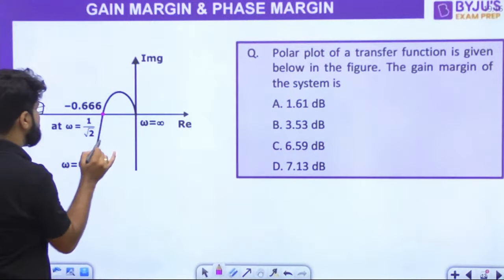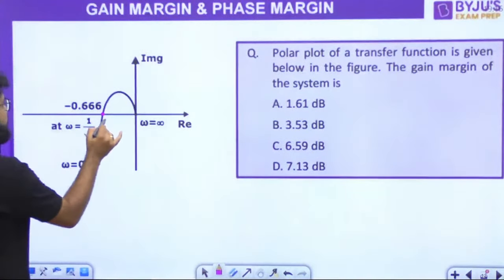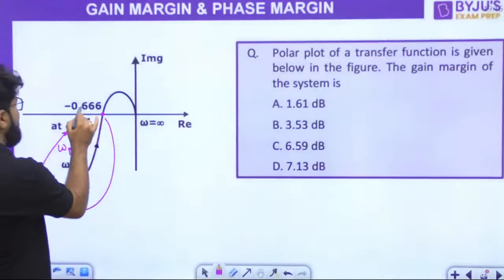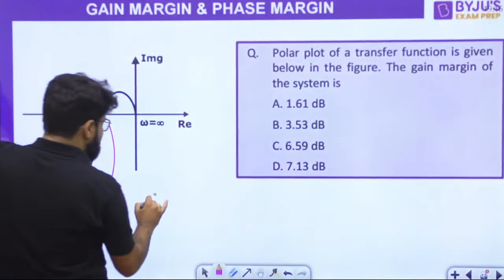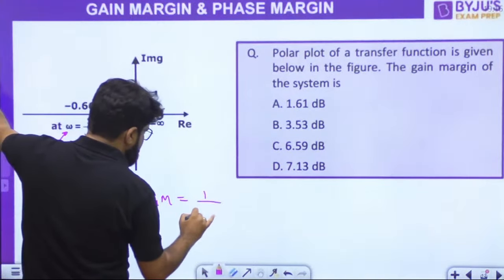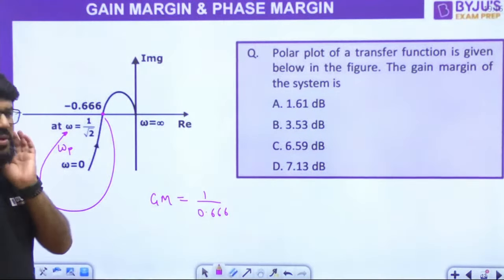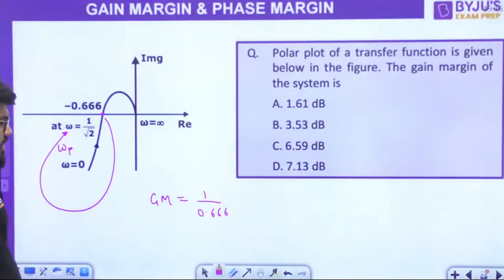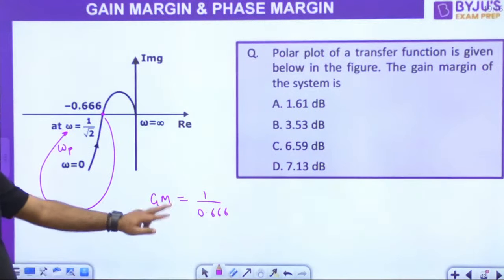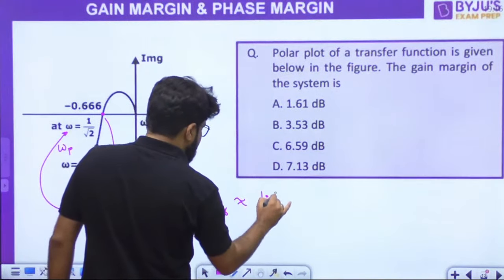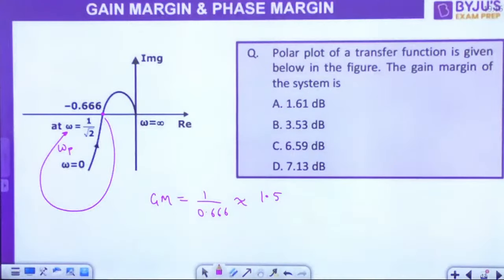So this is omega p, right? This is given to you. But what is the magnitude at omega p? 0.666. So what is the gain margin? 1 upon 0.666. This is the absolute gain margin. 1 upon 0.666 or basically 1 upon 2 by 3, so 3 by 2, that is 1.5. That is the gain margin.